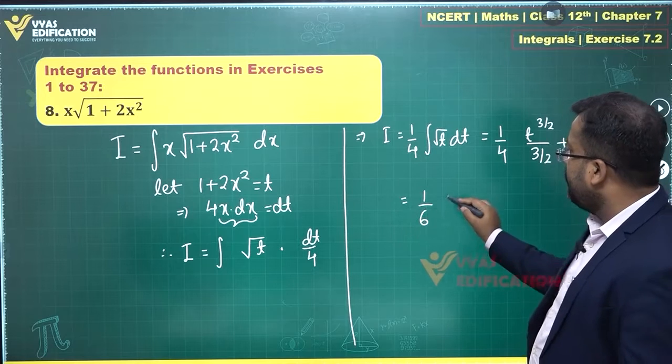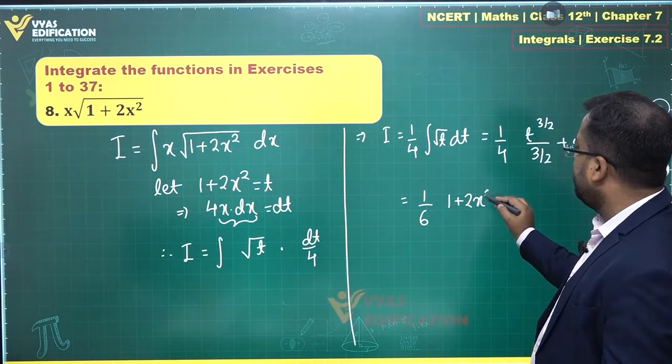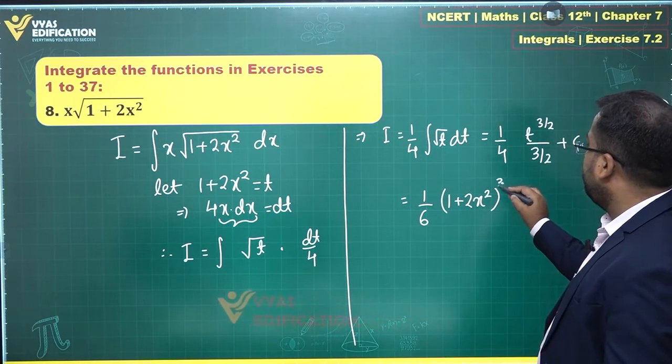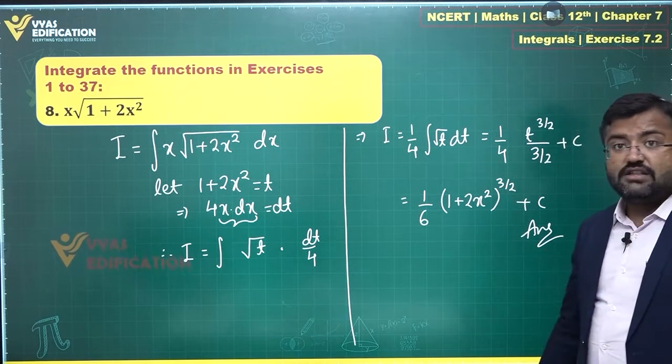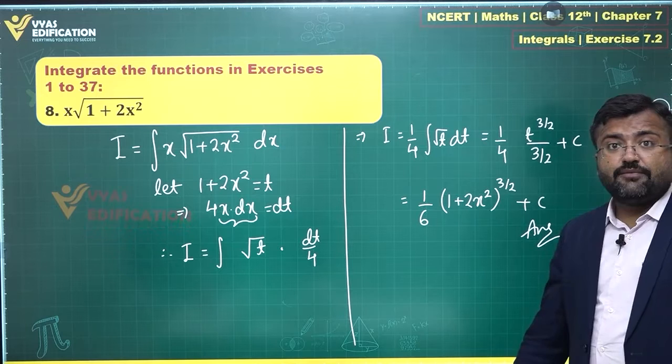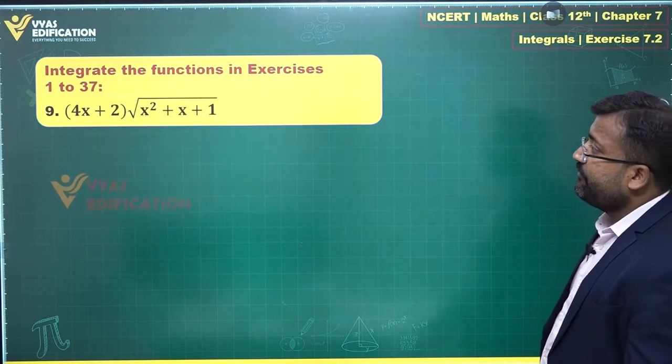1 plus 2x square power 3 by 2 over 2, plus the constant of integration, and that is the required answer for this question, as you can see. That's the 8th question for us.